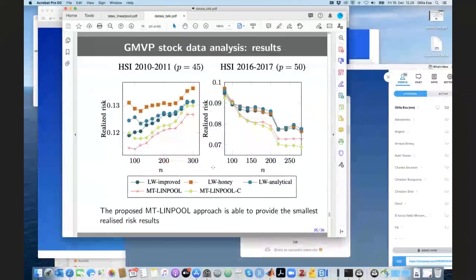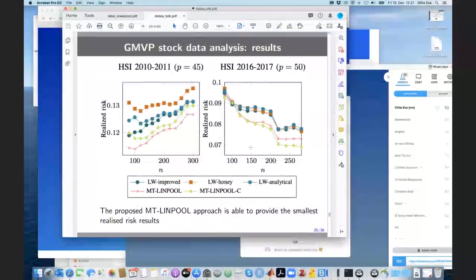And what we see here is that we use the global minimum variance portfolio. What you can see here is that the realized risk, so of course you minimize the risk, so you would like to see that the realized risks are small using your covariance matrix estimation method. And this happens to be the case when we use our estimator. As you can see, the realized risks are smaller than using these other estimators.